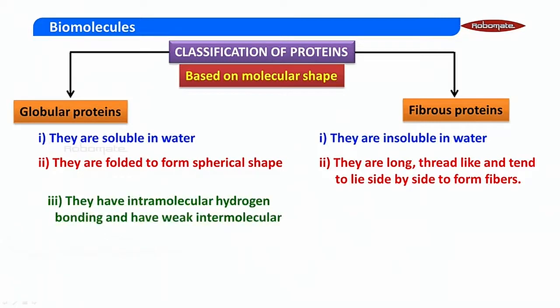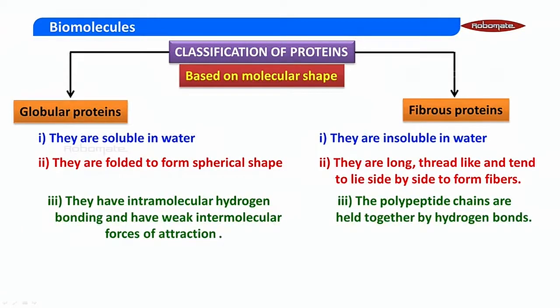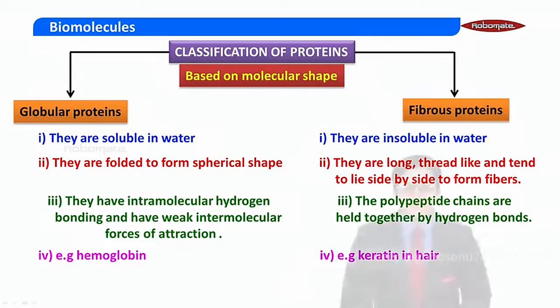Next, the third point: globular proteins have intermolecular hydrogen bonding and weak intermolecular forces of attraction, whereas fibrous proteins are proteins wherein the polypeptide chains are held together by hydrogen bonds. And lastly, the fourth point is example. An example of globular proteins is hemoglobin, whereas an example of fibrous proteins is keratin in hair.